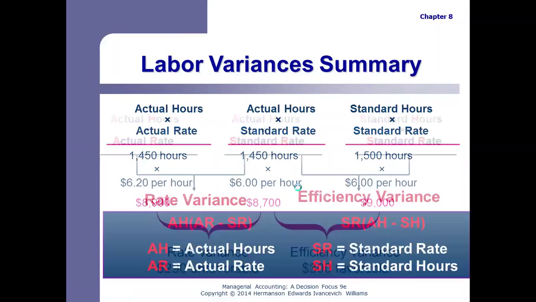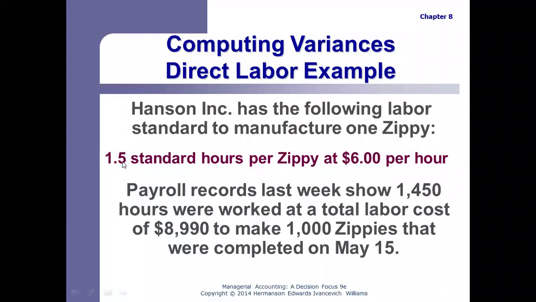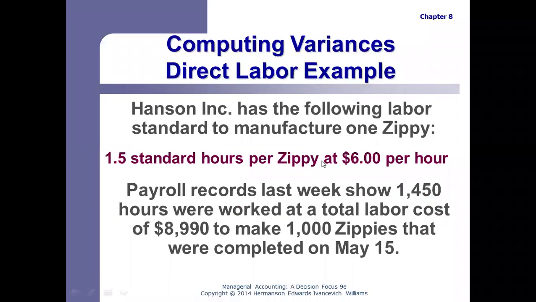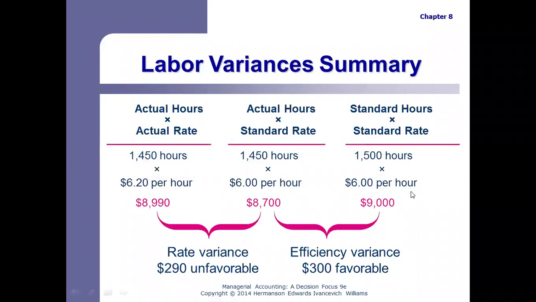standard hours, the 1,500 standard hours, 1.5 hours each times 1,000 that we made. So that we should have used 1,500 hours. That's based on the standard of 1.5 for each one we made, and we made 1,000. So the 1,500 hours is standard hours times the standard rate, which was $6 an hour here. Okay, so we do the multiplication and we get these numbers in the red.